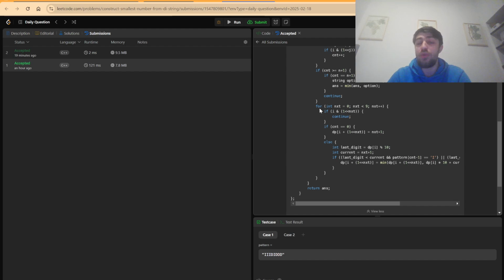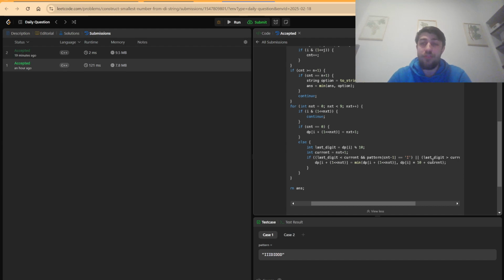And then for every subsequent digit, if the digit is already present in the mask, then we don't do anything. If it's the first digit, I initialize the mask. And otherwise, I check the pattern. If the pattern respects the relation between the last digit and the current digit, I update this DP value.